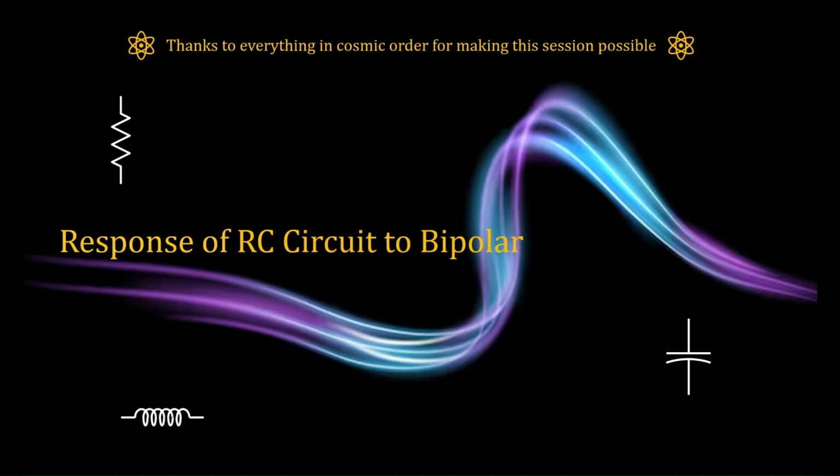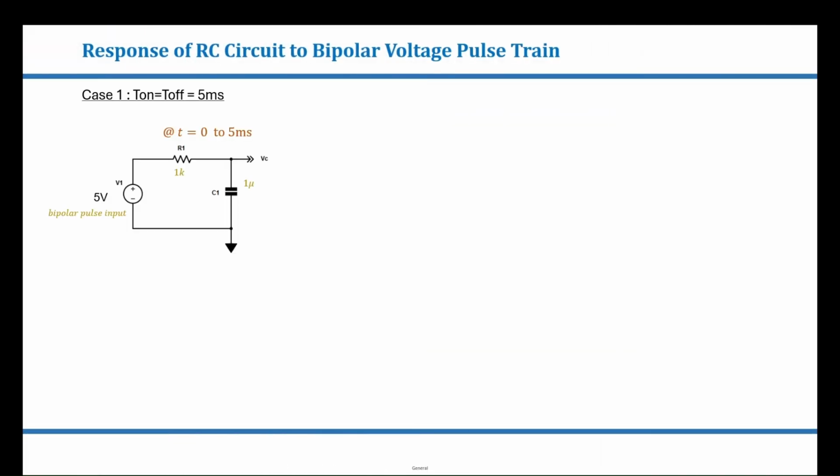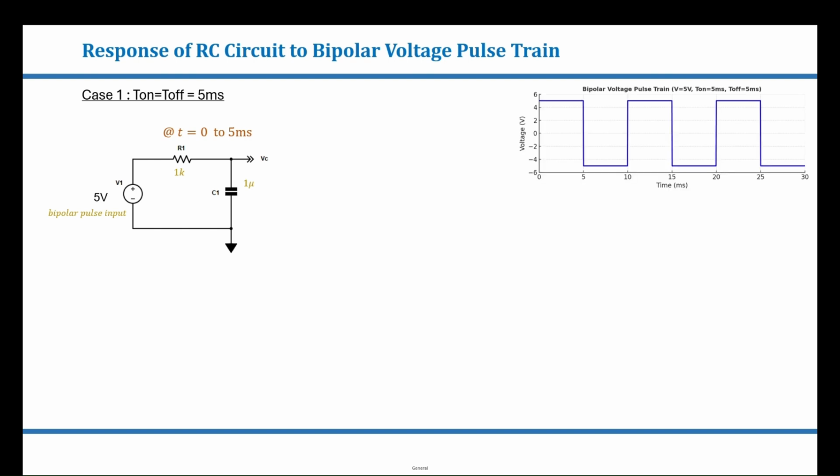Today we will analyze the response of an RC circuit when the input is a bipolar voltage pulse train. Consider an RC circuit. We have a resistor equal to 1 kilo ohm, and the capacitor is 1 microfarad. The input voltage is a square pulse with height equal to 5 volts. On time is 5 milliseconds and off time is 5 milliseconds.